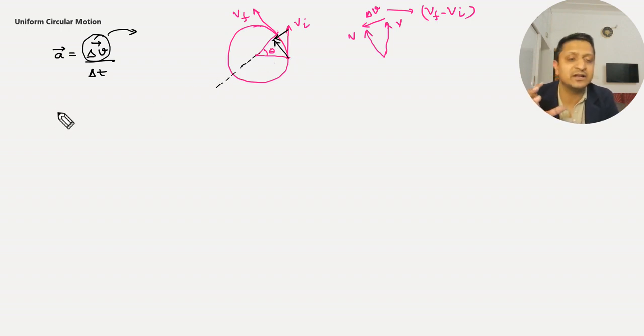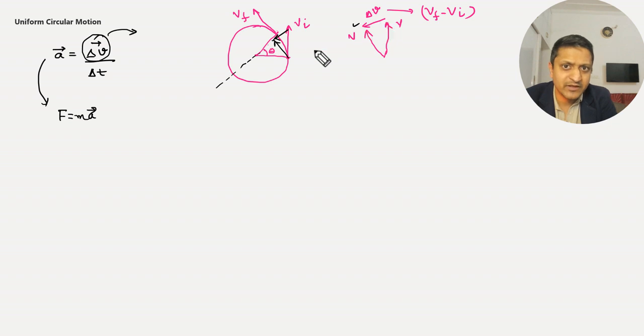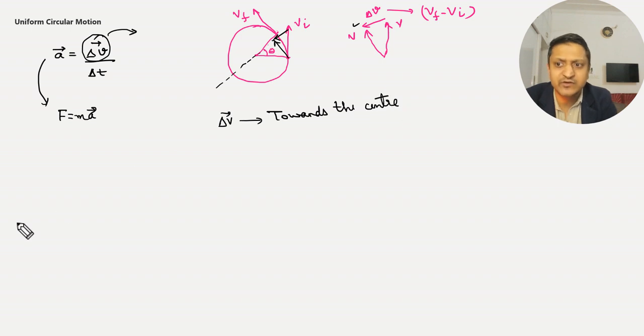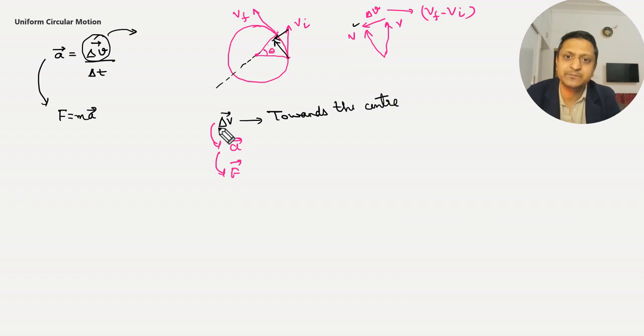That's why we say centripetal force, centripetal acceleration, because F equals ma. The direction of the change in velocity, this one, is towards the center. If this is towards the center, this will make acceleration towards the center, and this will make force towards the center. So that's the reason why the change in velocity, or the acceleration, is towards the center. So this is the first part.